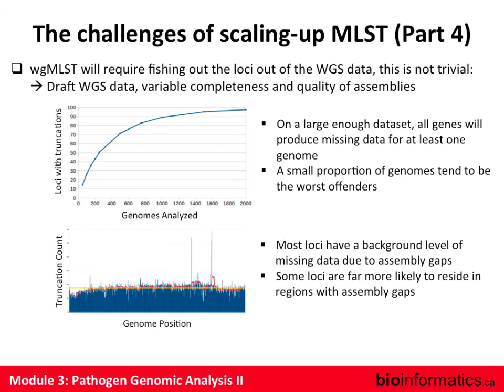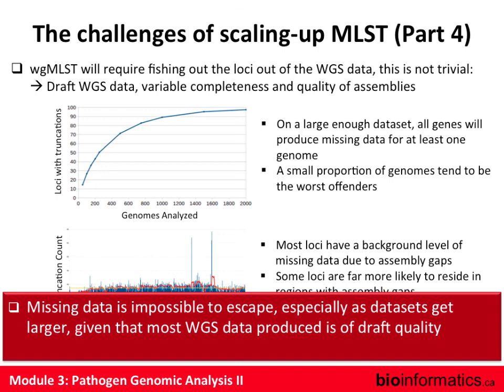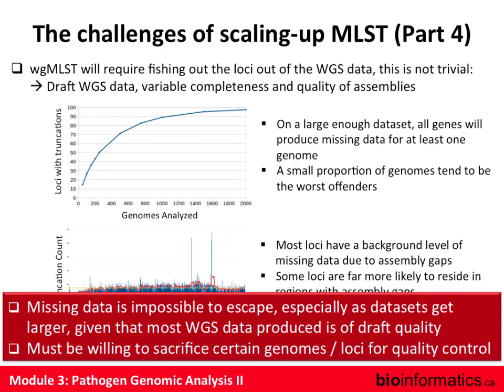Another thing that we know is that not all genes have the same probability of missing data. Some are way worse. That's sort of like baseline missing data. There are some peaks there, as you can see. Those are not worth keeping around. Trust me. So we can't really avoid missing data, but you can certainly try to mitigate the problem by getting rid of noisy genomes, noisy genes. Get rid of them.